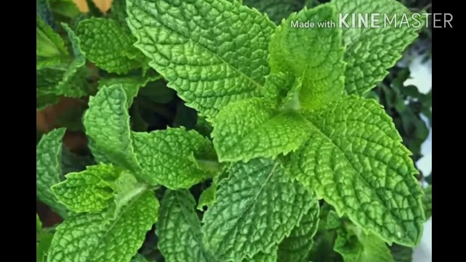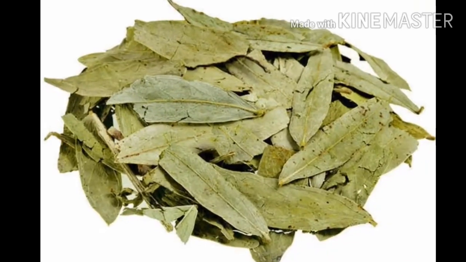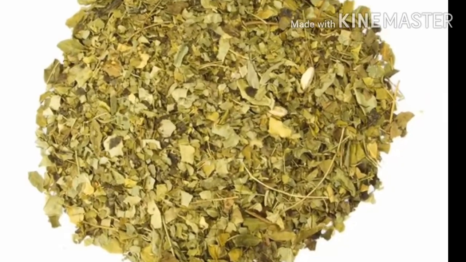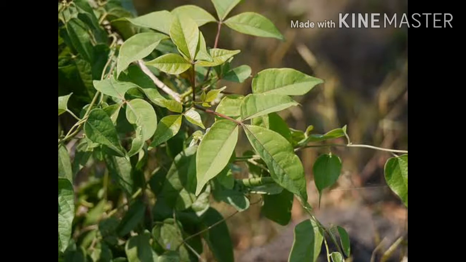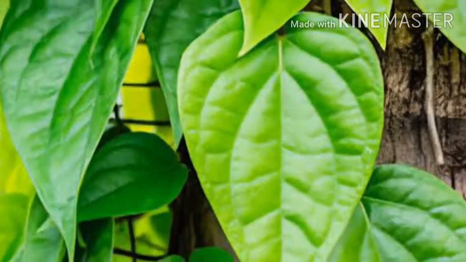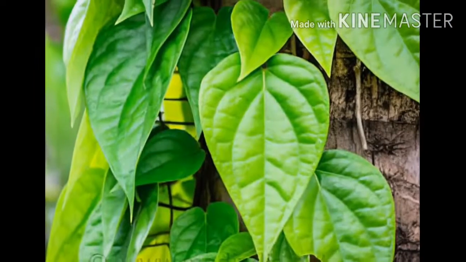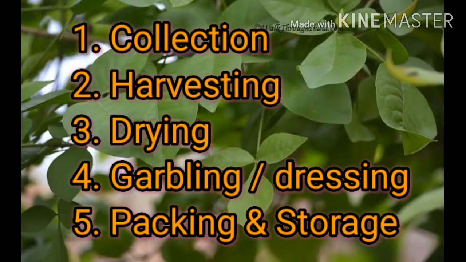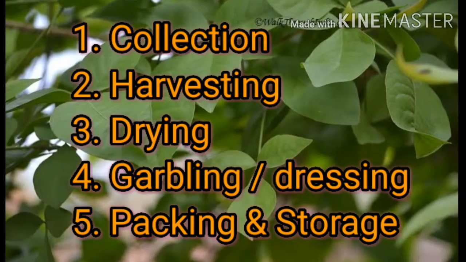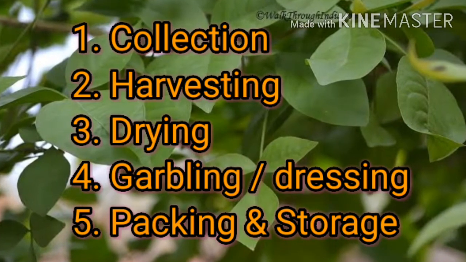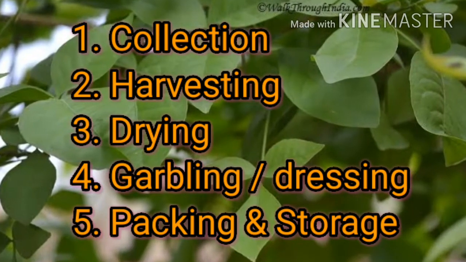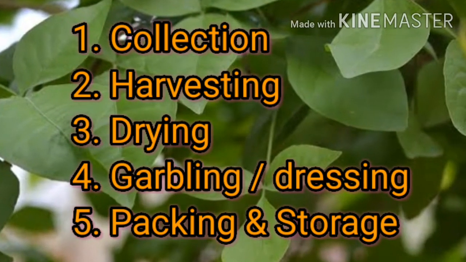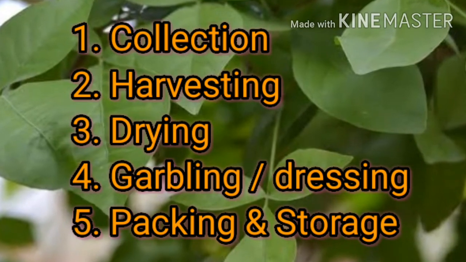We utilize various drugs in fresh as well as dried forms, and we obtain these dried forms in markets very abundantly. For this, natural drugs undergo various steps to obtain crude drugs. In every type of crude drug, there are commonly 5 steps involved. They are: first, collection; second, harvesting; third, drying; fourth, garbling or dressing; and fifth, packing and storage. These are the 5 common steps of collection and preservation of crude drugs.